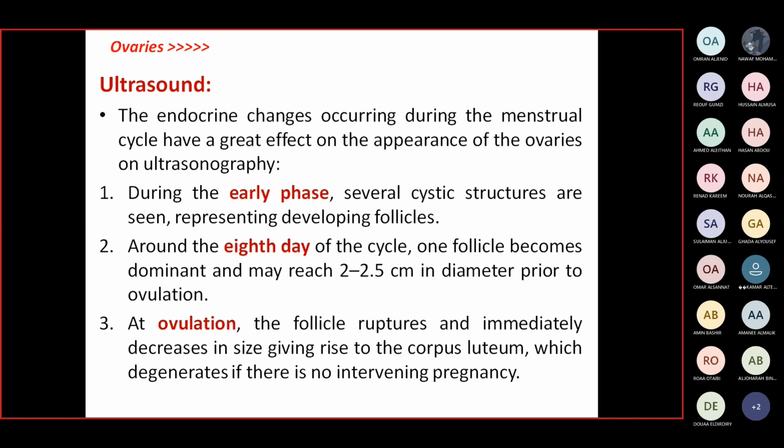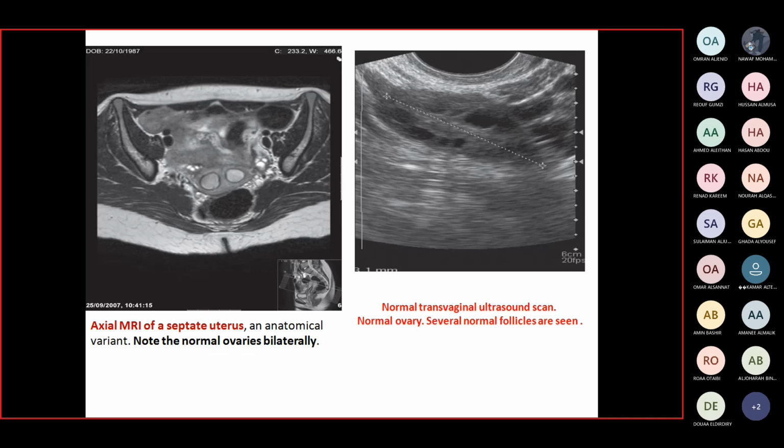So we know that in the early stage we have multiple cystic lesions in the ovary called follicles. Around the 8th day, one of these follicles becomes dominant over the others. The dominant follicle ruptures and releases the ovum. After that it regresses or degenerates if there is no intervening pregnancy. This can be seen in this ultrasound.